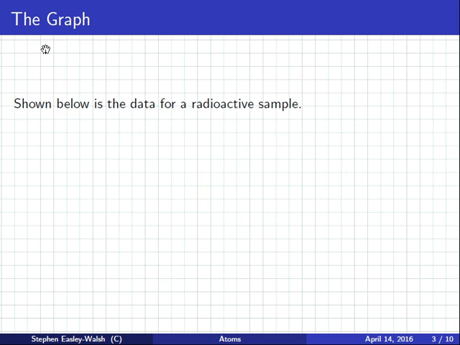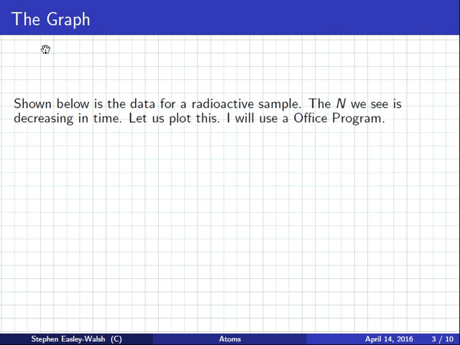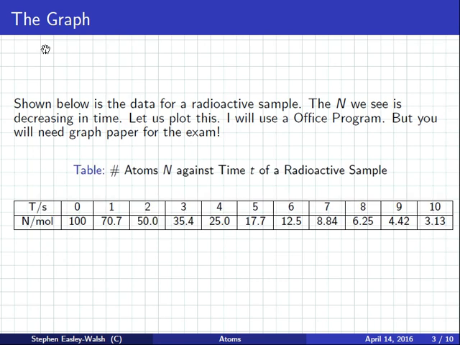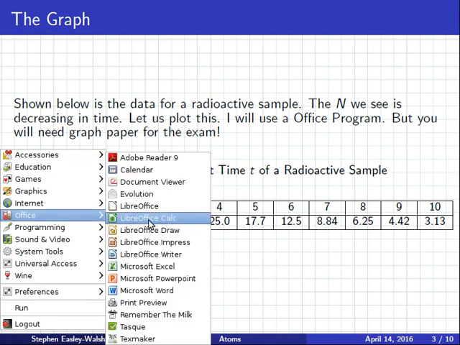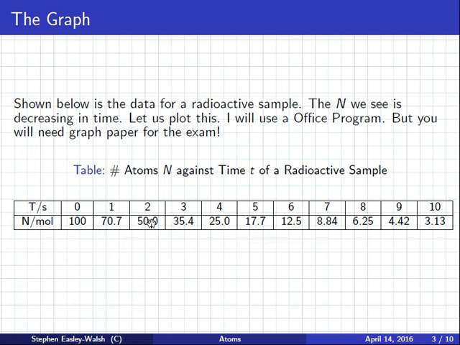Here's some data for a radioactive sample, and we can see the N is decreasing. Now I'll plot this using an office program, but of course in the exam they would want you to use graph paper. So let's just plot this. While this is opening, you should copy this table down. The time is in seconds and the N is in moles.